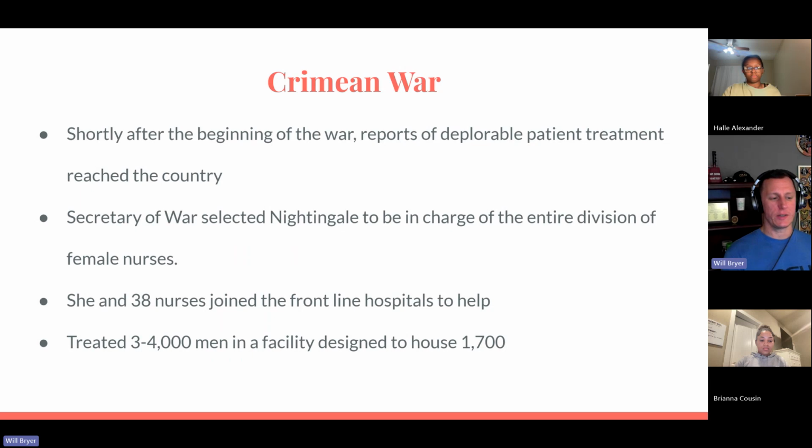In order to exercise that, she and 38 nurses, most of them having no formal training, went and joined the frontline hospitals. The main one she went to had between 3 and 4,000 injured men in it, in a facility only designed to hold 1,700. The conditions were atrocious. It was said that there were only 18 inches between each bed for 4,000 people. So, you can see how closely packed that was. People were naked and laying out. There were no pads. It was pretty horrific.